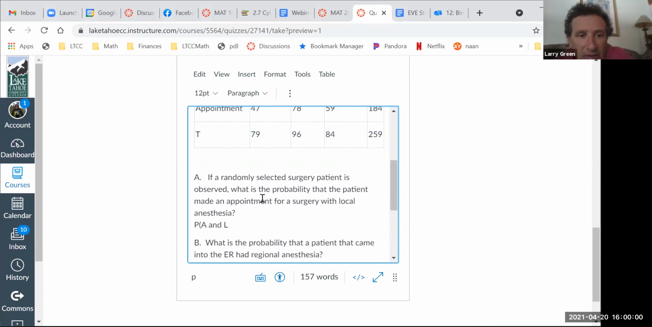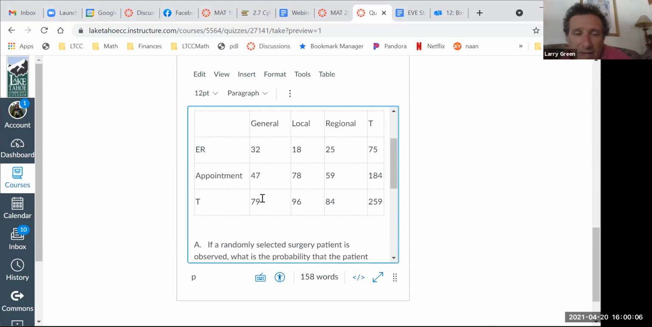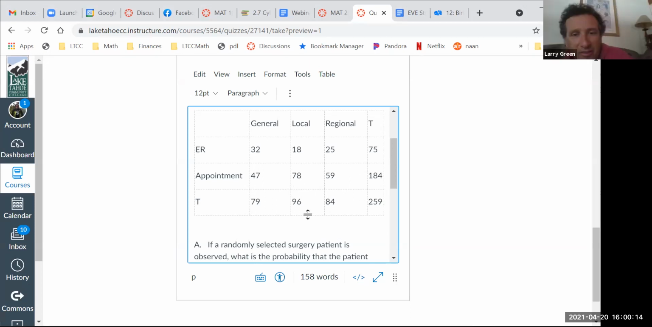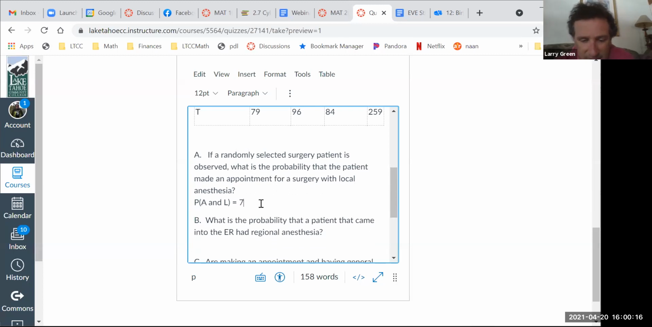Okay, so now what we do is we just look, and what's the numerator? 78. Yep, 78. And what's the denominator? 259. And that's all there is to it. Any questions on part A?